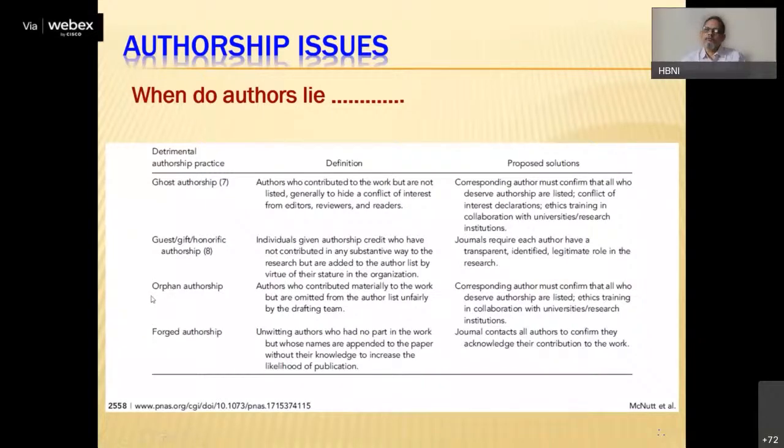Then we have orphan authorship. These are the unfortunate people: authors who contributed materially to the work but are unfairly omitted from the author list by the drafting team. Then finally, we have forged authorship. That is, as I said, unwitting authors who had no part in the work but whose names are appended to the paper without their knowledge to increase the likelihood of publication. So basically, the star value.